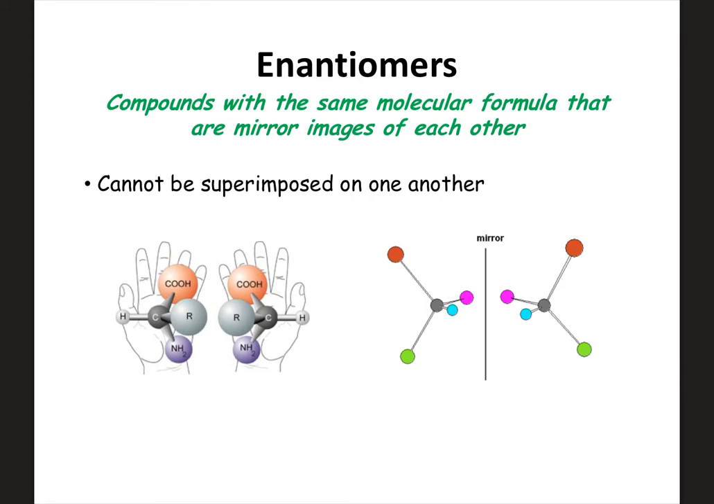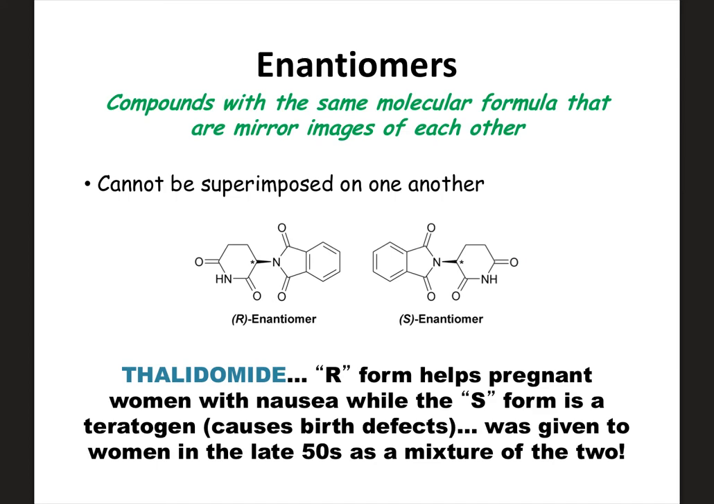They can't be superimposed on one another. They still have the same formula, but they're just going to be mirror images of each other. A really good example of these enantiomers in the real world, having these different structures leading to different properties: way back in the late 50s, 60s, there was this drug called thalidomide.